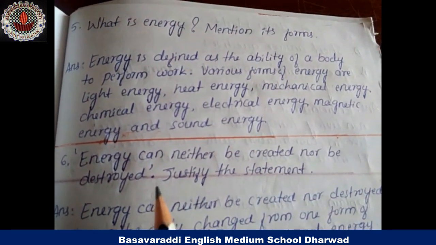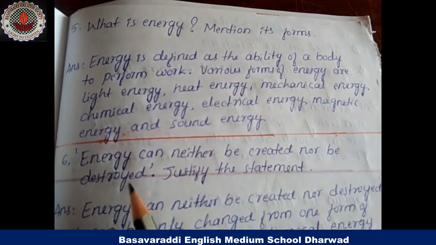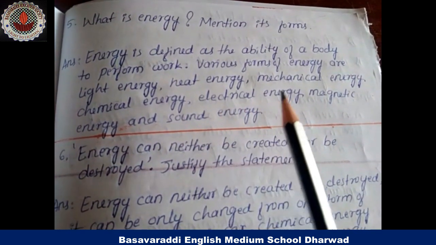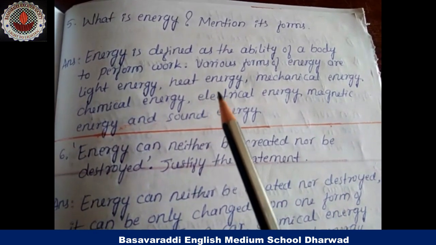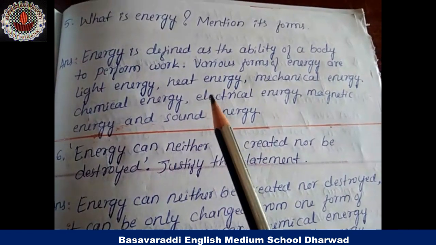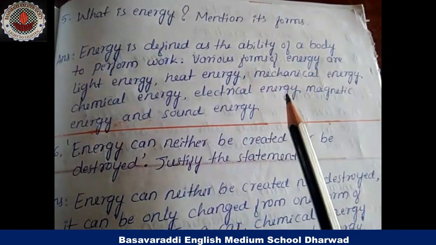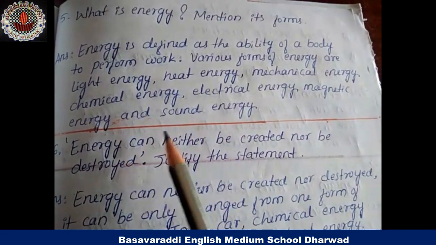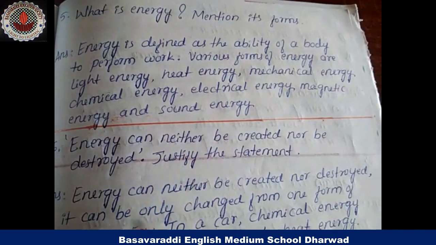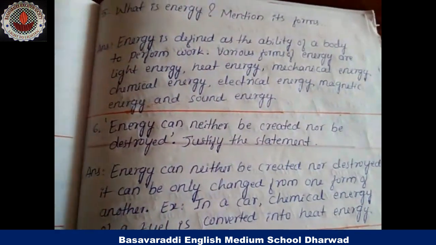The fifth question, what is energy? Mention its forms. Answer. Energy is defined as the ability of a body to perform work. Various forms of energy are light energy, heat energy, mechanical energy, chemical energy, electrical energy, magnetic energy and sound energy. Okay, these are the forms of energy.